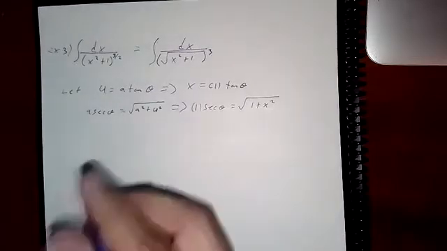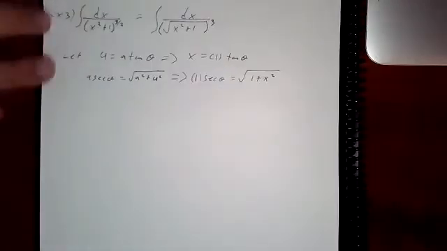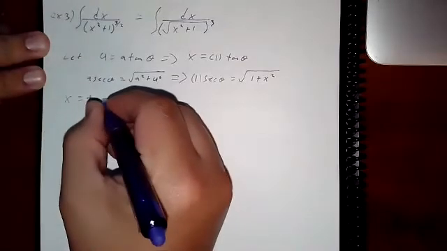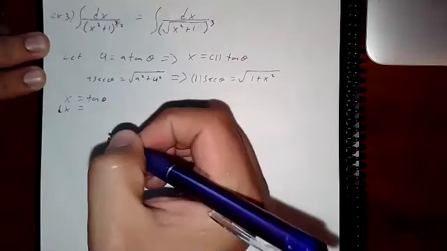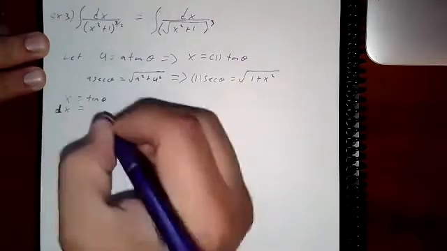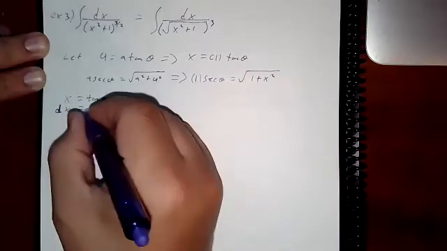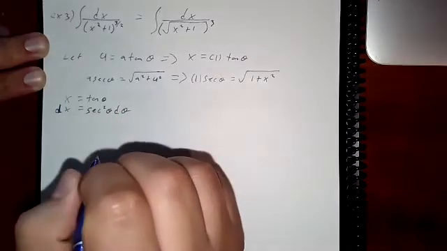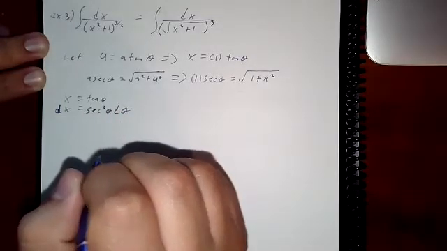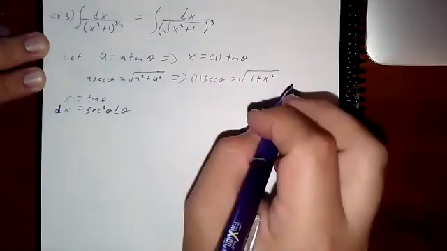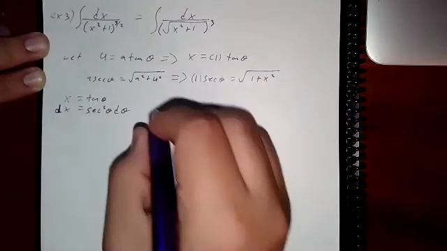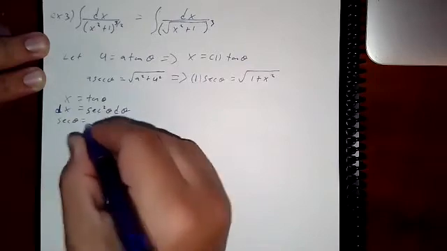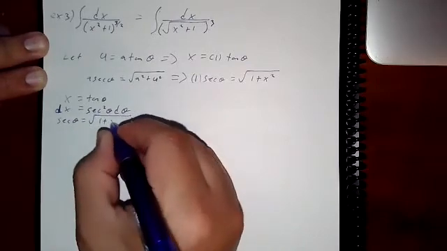So I'm going to rewrite it so it looks prettier. This is just from the notes. So now I know that x is equal to tangent theta. dx, what's the derivative of tangent? Should be secant squared theta d theta, right? Okay. And then we have this fact over here, secant theta is equal to this. So this is all the stuff I'm going to use that I got from those notes.